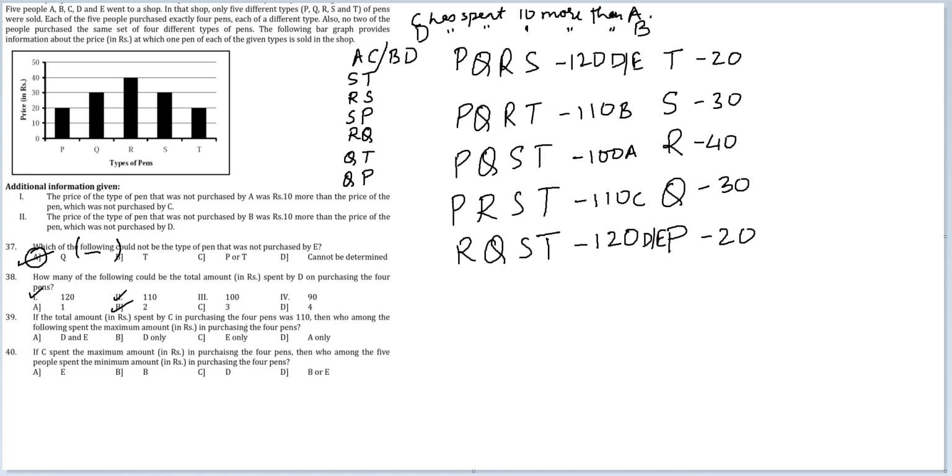Okay. Then who among the following spent the maximum amount in rupees in purchasing the 4 pens? Maximum amount spent in purchasing is with D or E. Either case, D is definitely spending 120, E is definitely spending 120. So who spent the maximum amount? Answer has to be D and E. So that is taken care of. Okay. Let me remove these markings again.